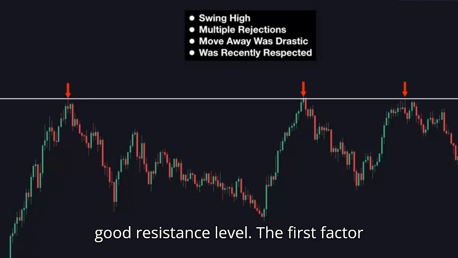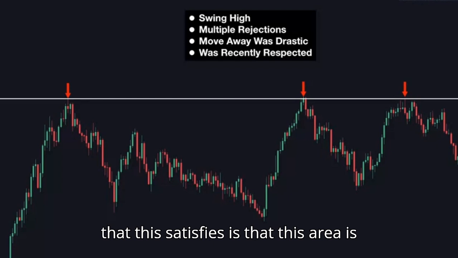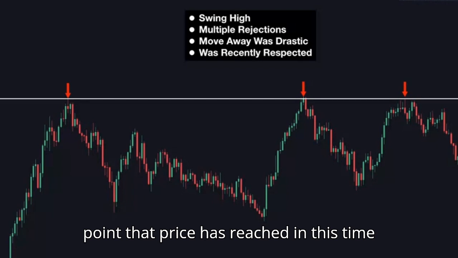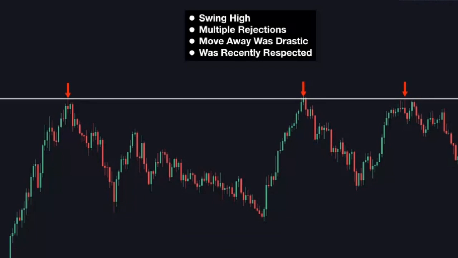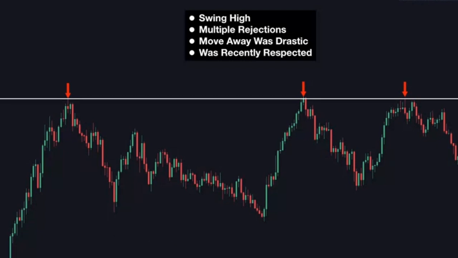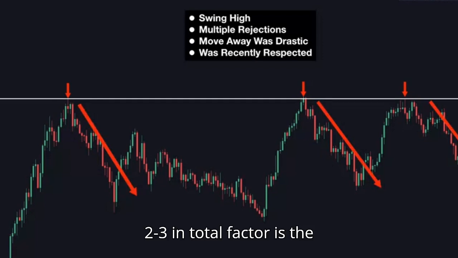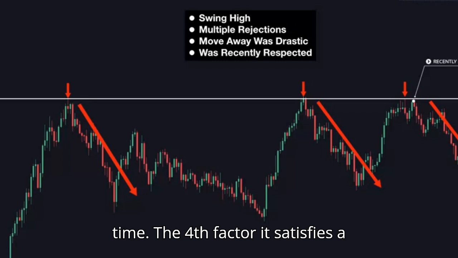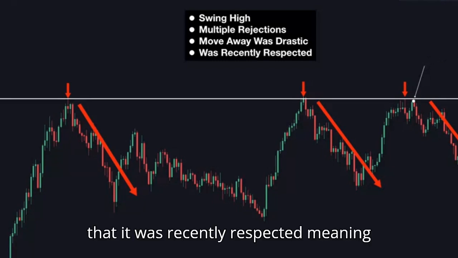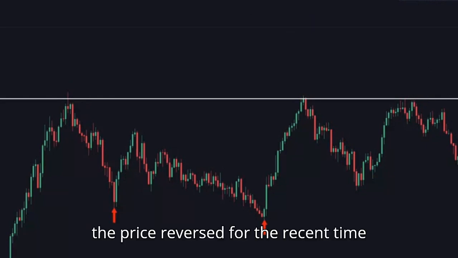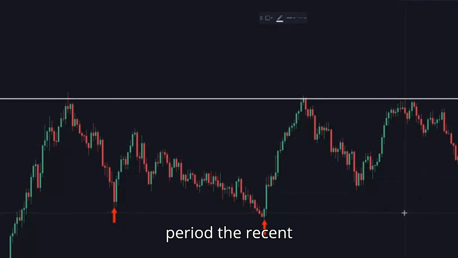The first factor that this satisfies is that this area is a swing high, meaning the highest point that price has reached in this time period. The second factor is the multiple rejections, 3 in total. The third factor is that the move away was significant here, as you can see price tanked down every time it hit here. And the fourth factor it satisfies is that it was recently respected, meaning the price reversed from here again in the recent time period, as you can see with the recent third rejection.